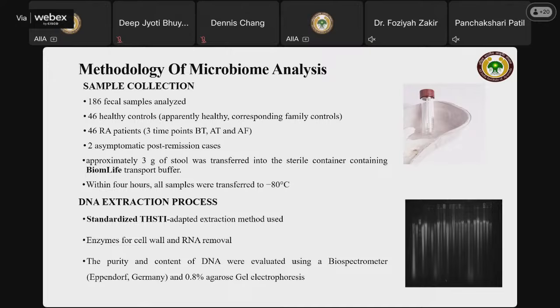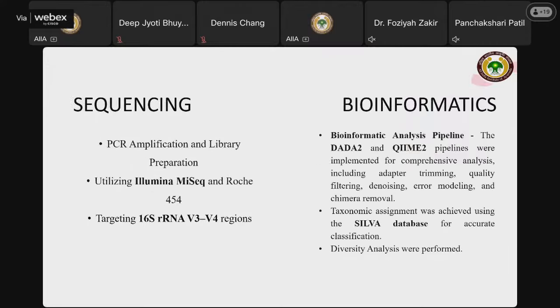Approximately 3 grams of stool was transferred into a sterile container, which was stored later at -80 degrees Celsius and later transported to the Translational Health Science and Technology Institute in Delhi, which is around 15 kilometers from our site. And there we extracted the metagenomic DNA, with enzymes for cell wall and RNA removal, and the purity and content of DNA were evaluated using a biospectrometer and electrophoresis methods. So we extracted the DNA and tried the sequencing. Bioinformatics was done using these pipelines, and taxonomic assignment was achieved using the Silva database for accurate classification. And this was the methodology that we used for understanding the microbiome sequencing.